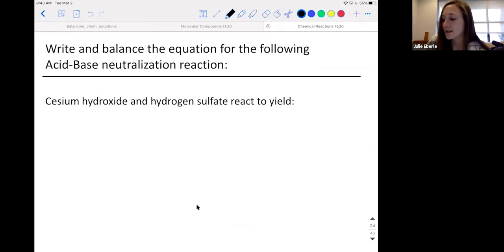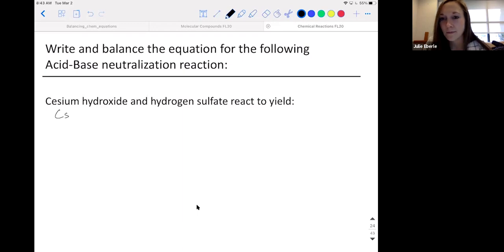So, all right, we've got cesium hydroxide and hydrogen sulfate react to yield what? So here you actually have to write out the formulas for your reactants. You're welcome. I know you love me. Write out the formula for your reactants. Cesium, you're going to need a periodic table. Cesium hydroxide, I'll give you a little help if you don't have one.